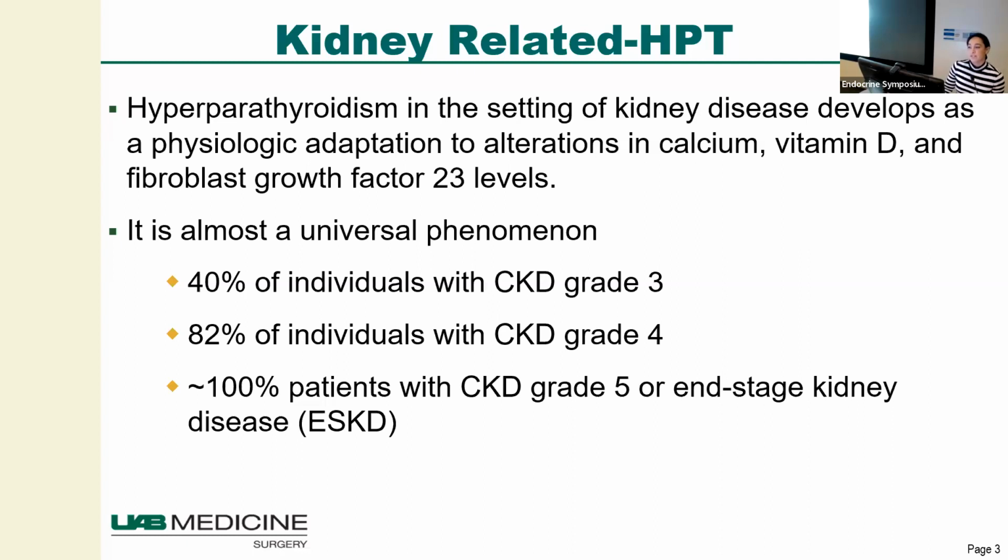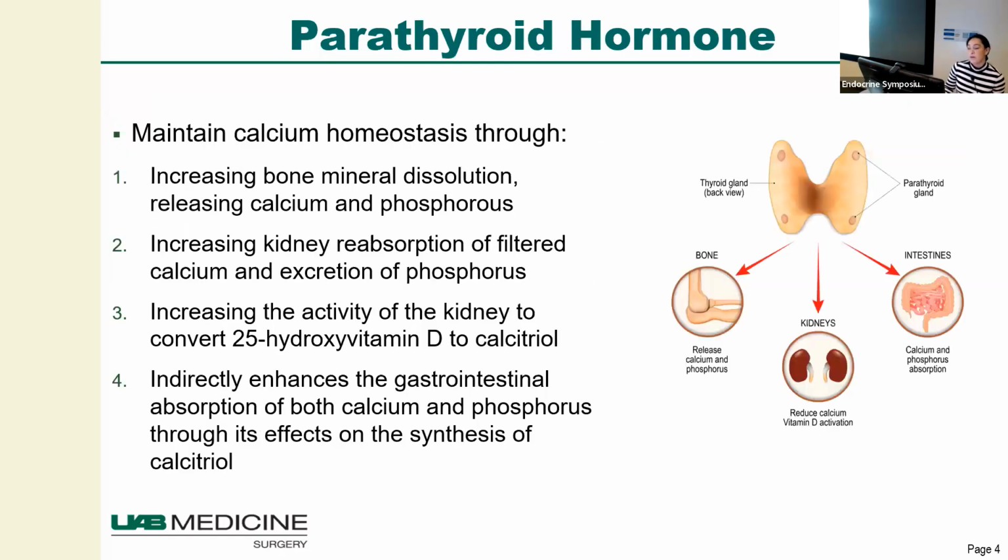Hyperparathyroidism happens in the setting of kidney disease because of alterations and adaptations to calcium, vitamin D, and fibroblast growth factor 23 levels. It's almost a universal phenomenon in patients with kidney disease, where 40% of patients with CKD grade 3, 82% of CKD grade 4, and every patient with grade 5 or patients on dialysis will have hyperparathyroidism.